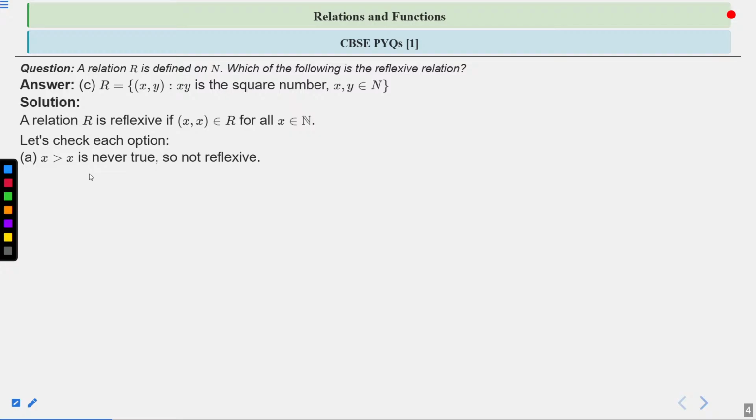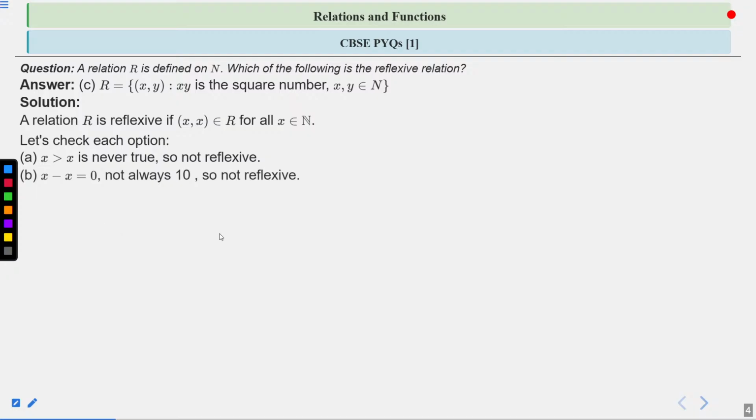Option A says x is greater than y. For reflexivity, (x, x) should be in the relation. Therefore, x should be greater than x, which is not true. It can never be true. Is 1 greater than 1? No. Is 2 greater than 2? No. Any number cannot be greater than itself, any number is equal to itself. Therefore, x greater than x is never true, so it is not reflexive.